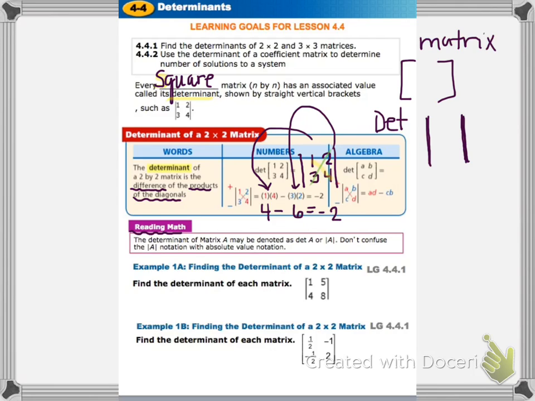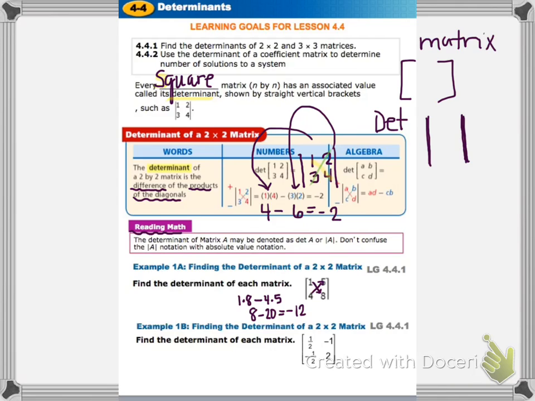So if I ask you to find the determinant of the matrix 1, 5, 4, 8, we would multiply the two numbers in the main diagonal, 1 times 8, and subtract from that the product of the other diagonal, 4 times 5. So 1 times 8 is 8, minus 4 times 5, which is 20, and we get a determinant of -12. So our determinant of that matrix is -12.